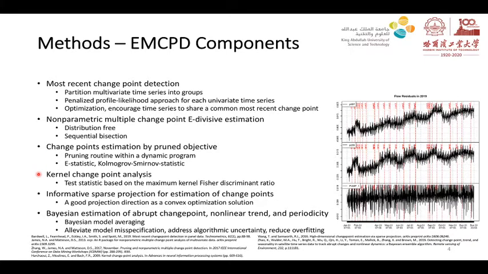The fifth is employing informative sparse projection, which involves convex optimization. The last one is a Bayesian one. It involves Bayesian model averaging, which is to alleviate model misspecification, address algorithmic uncertainty, and reduce overfitting. The votes from all algorithms were pooled to vote for the final candidate.